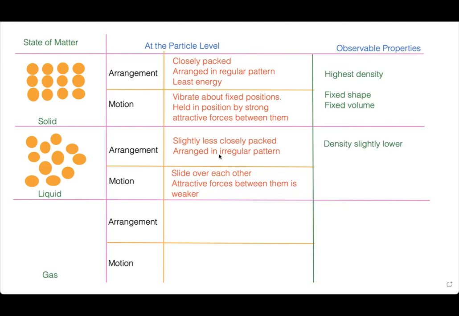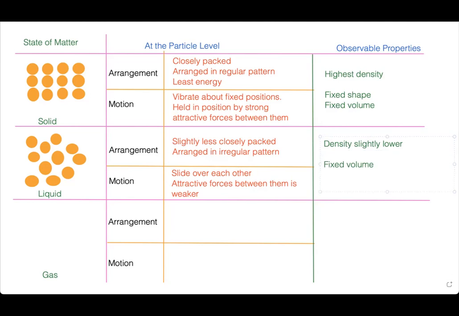So from this theory, can you tell that the density is high? Liquid density is still high, but not as high as solid because it is slightly less closely packed. Then the next thing will be, because they are able to slide through each other, the forces between them are still strong, so they have a fixed volume. They are still close together. They only slide over each other. They don't vibrate about their own position.